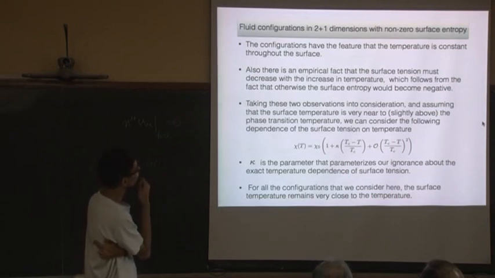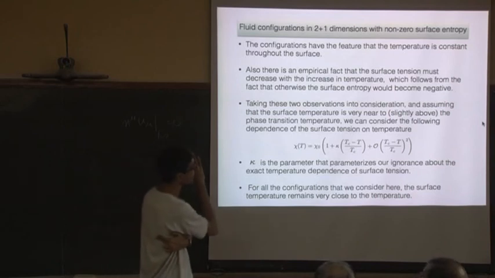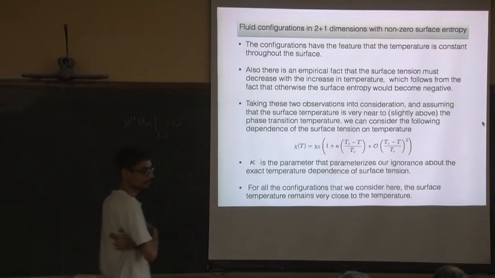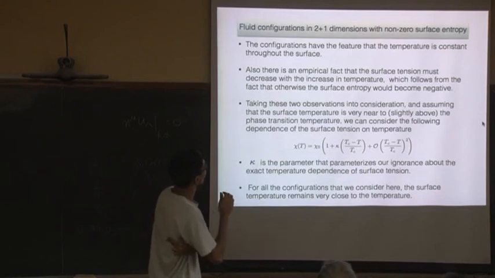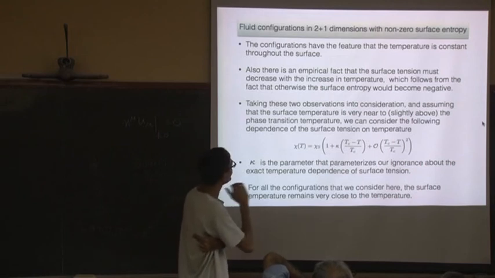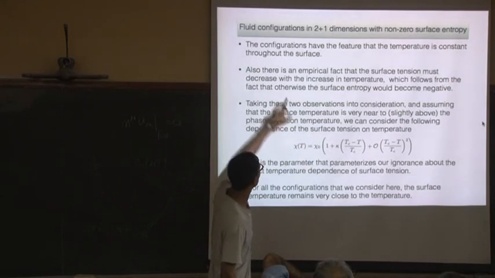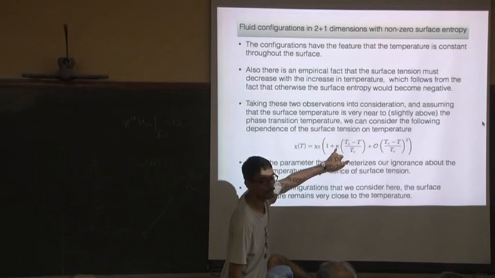So there is an empirical fact that the surface tension must decrease with the increase in temperature, which follows from the fact that the surface temperature will be otherwise. So the surface is now a circle, so everything is happening in the xy plane. Assuming that the surface temperature is very near to the phase transition temperature, we can consider the following dependence of the surface tension on temperature. Just considering these two, I'm parameterizing the ignorance by this kappa.